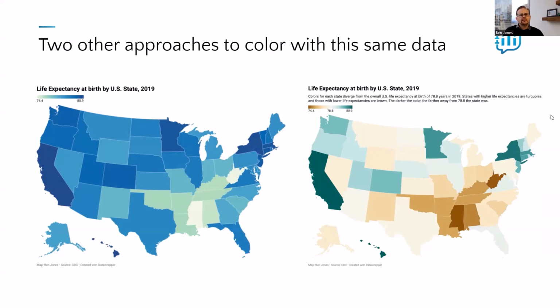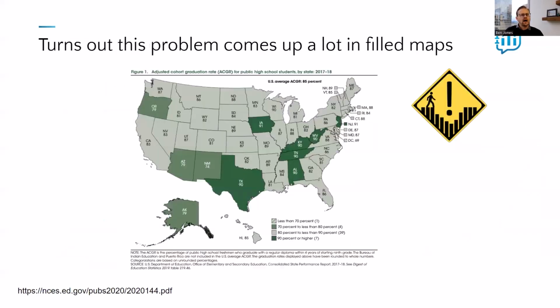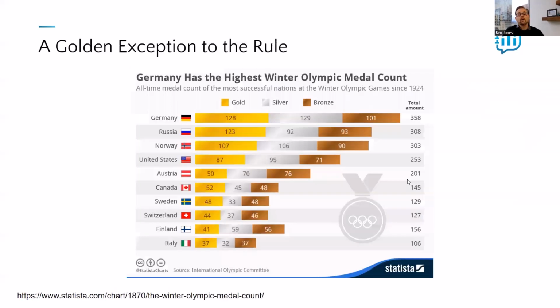Now, I noticed that this sort of problem happens a lot. This is another one that shows graduation rates. And if we compare Washington and Oregon, for example, it seems that Washington has a lower graduation rate because the shade is lighter, but in actual fact, it's higher. And it's the legend that switches that order for us. This kind of thing happens a lot. Here's another, well, there are exceptions to every rule.